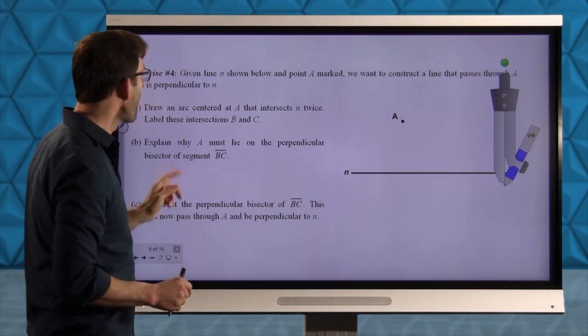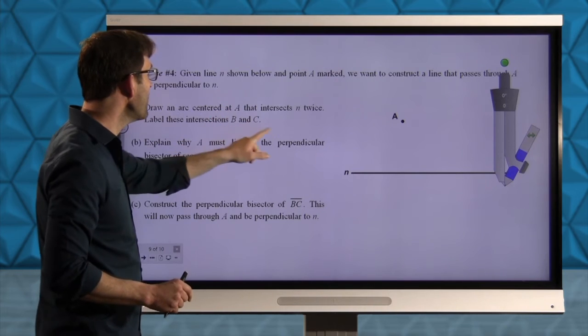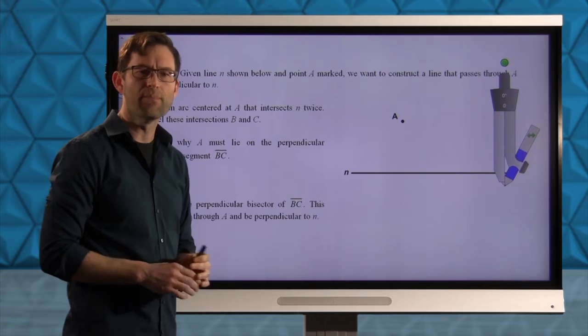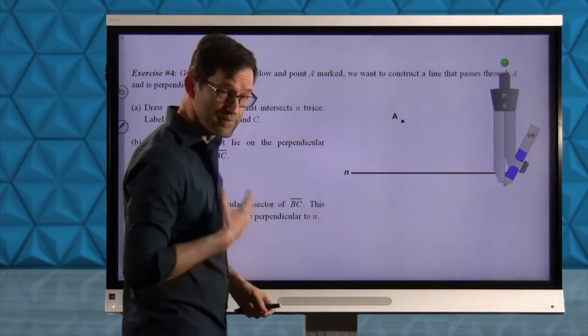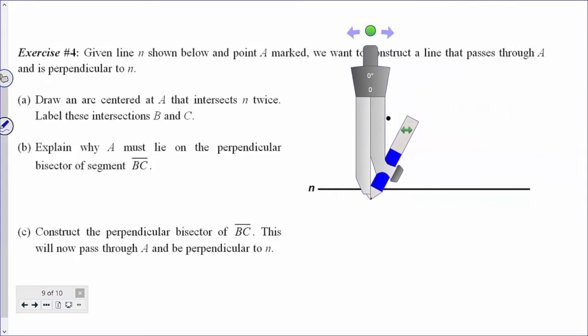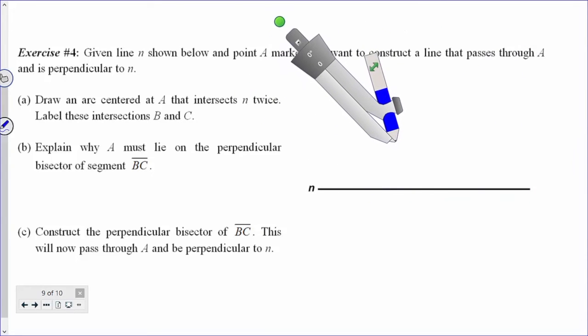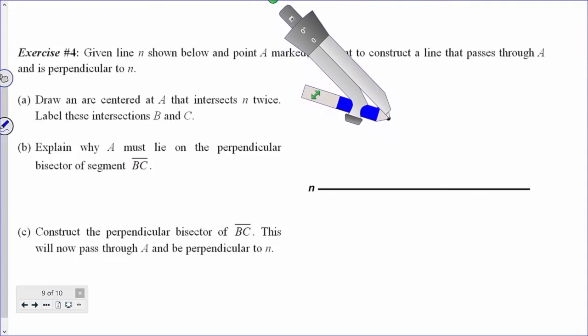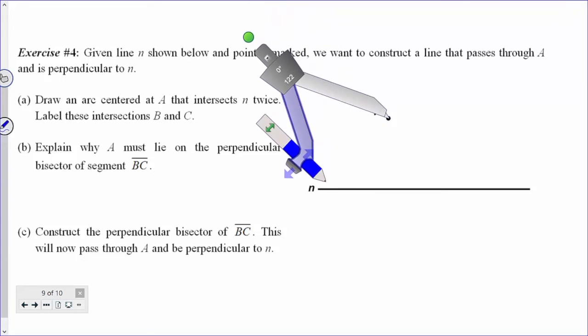Draw an arc centered at A that intersects N twice. And then we're going to label those intersections B and C. Now this is trickier than before, for me especially, because I've got to put the tip of my compass at point A, and this is much trickier for you as well.